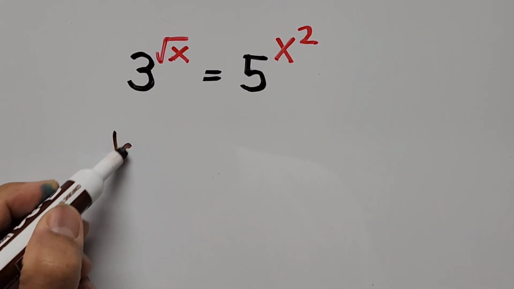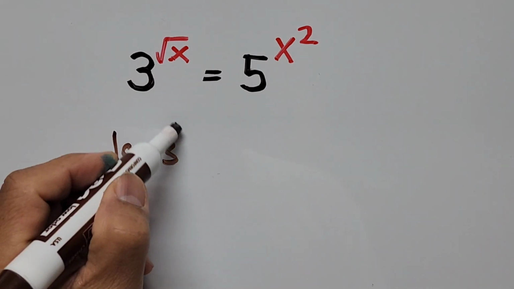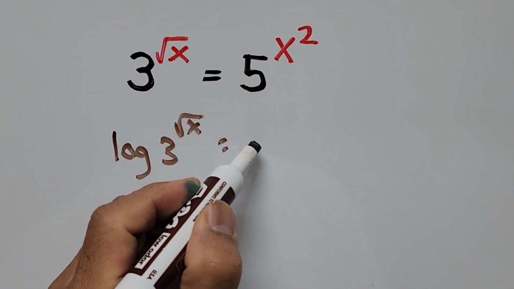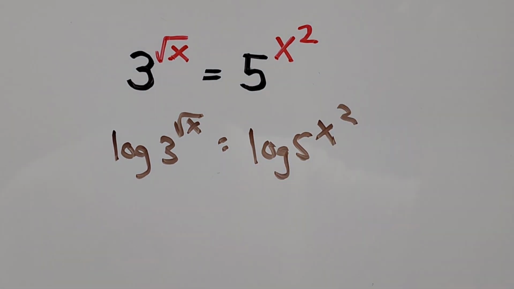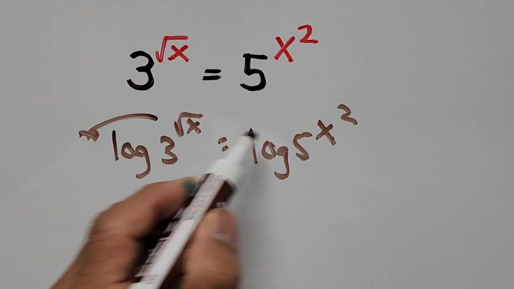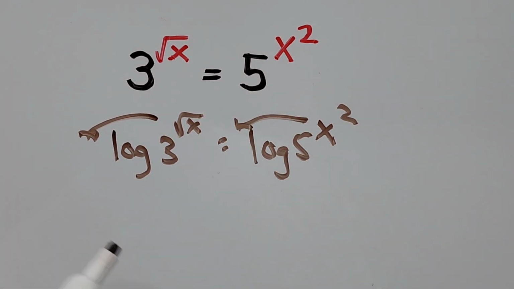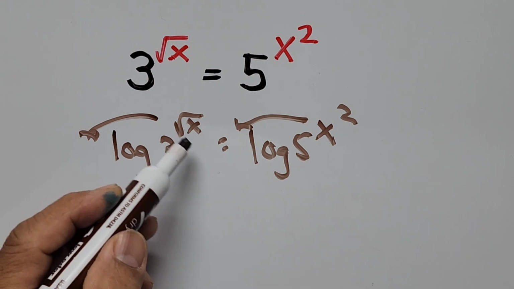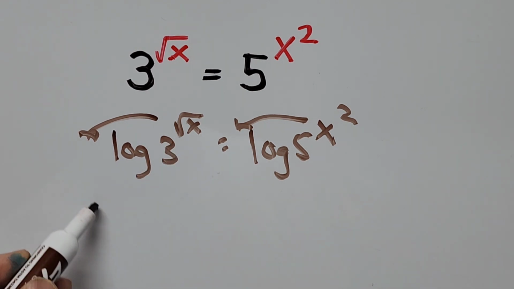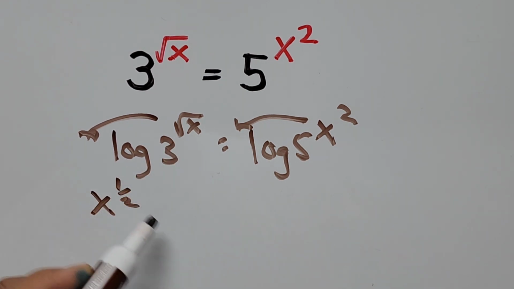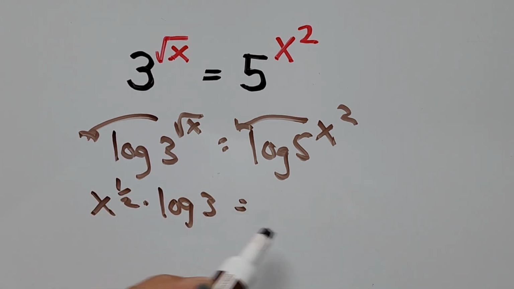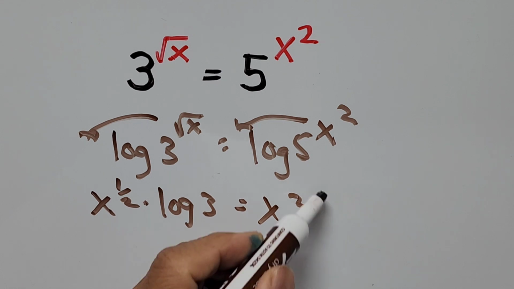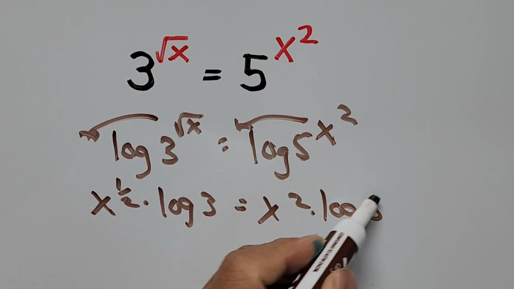So we have now log of 3 to the power of square root of x equals log of 5 to the power of x squared. From here, we're moving the exponent to the front, the same way on the right hand side. So square root of x can be written as x to the power of 1/2 times the logarithm of 3 equals x squared times log of 5.